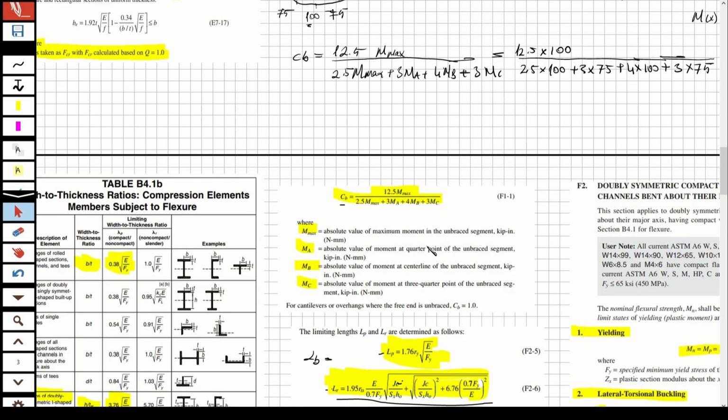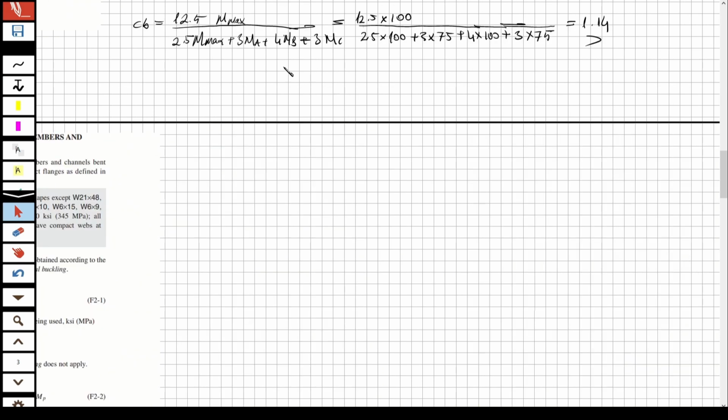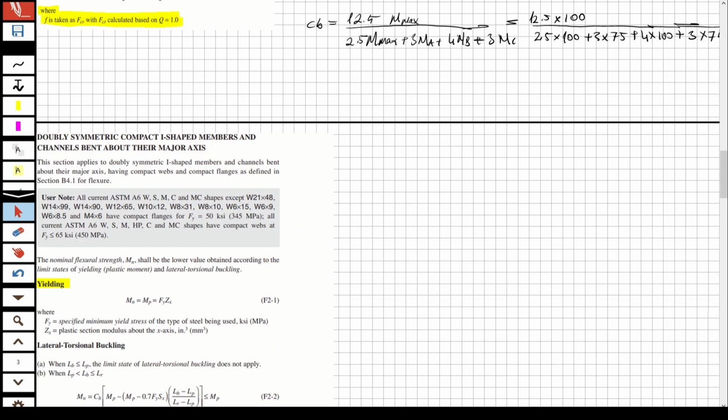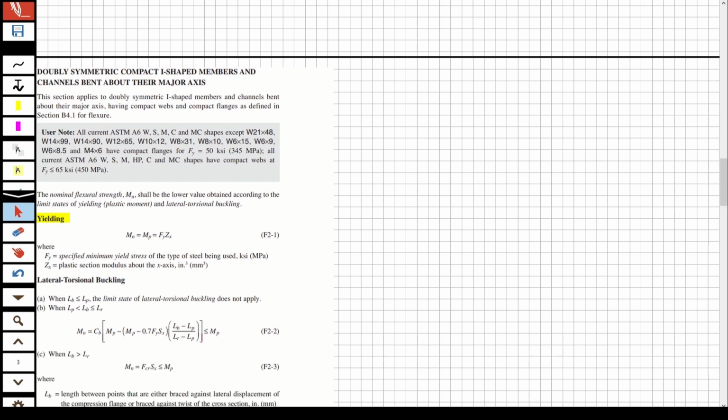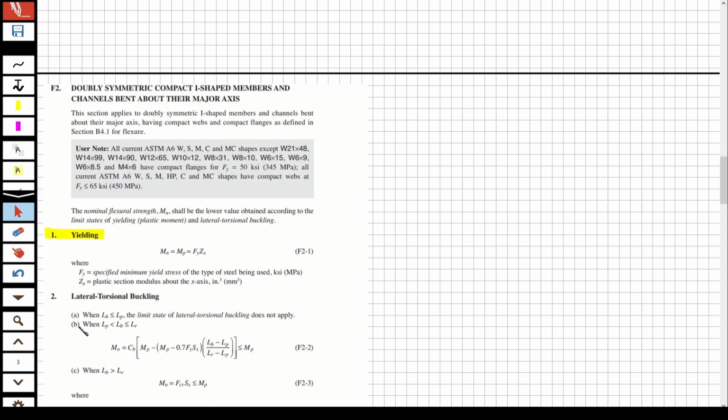So now let's delete here. Now I got the value of CB. Let's calculate the moment. If I got the CB, now I can calculate the moment. Let me show you the formula of the moment. The formula of the moment is this one. If you remember that, we are going to use this formula.